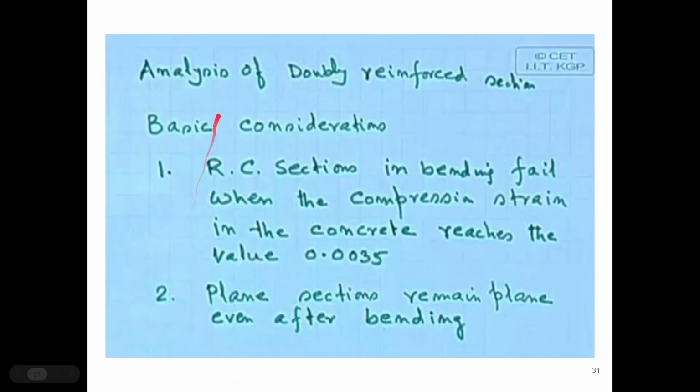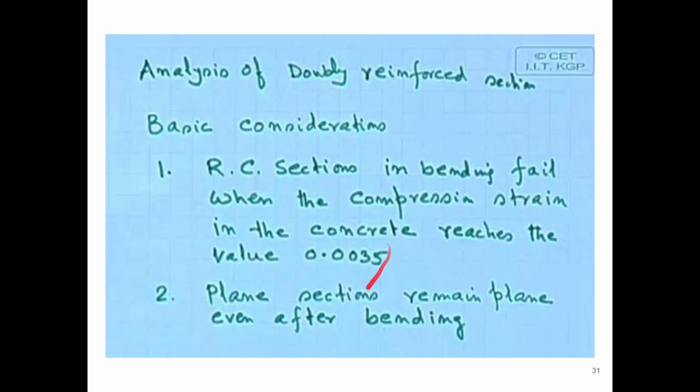Now let us see how the analysis of a doubly reinforced section is carried out. For this, there are some basic considerations we have to take into account. Firstly, the reinforced concrete section in bending fails when the compression strain in the concrete reaches the value 0.0035. This is a constant value.